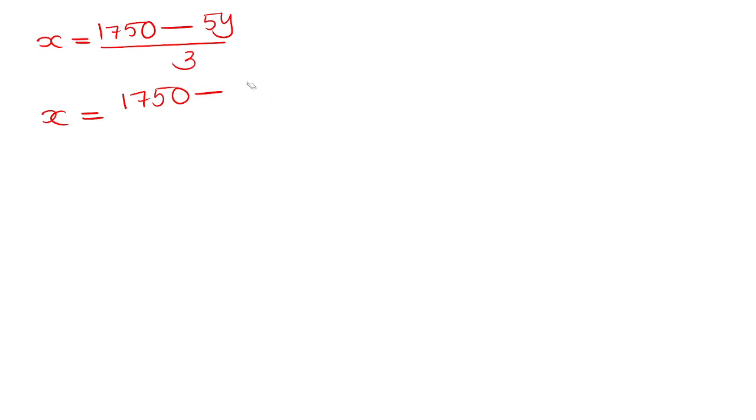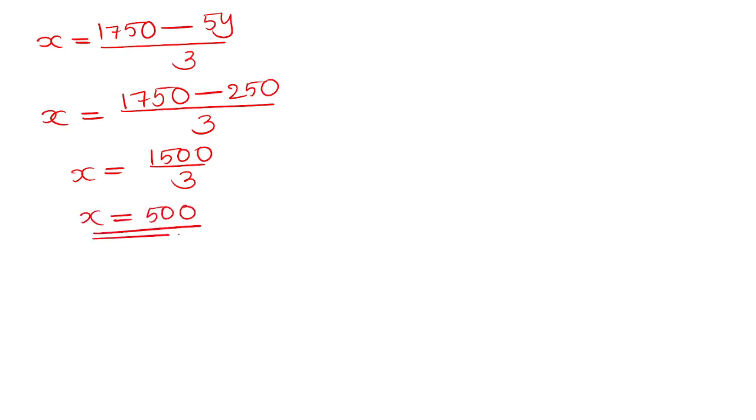No need of any additional steps. You can reduce some steps. 5 into 50, 250. All divided by 3. You will get 1500 by 3. Is it correct? Yes. 1500 by 3, or x equal to 500. At the end, you must write the conclusion.